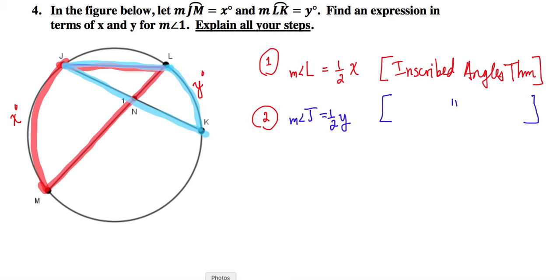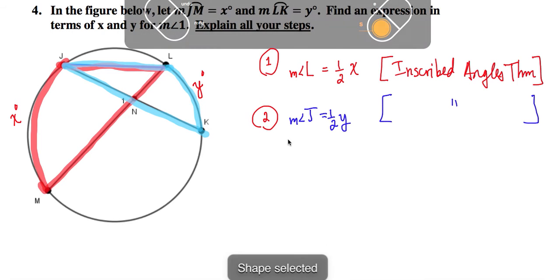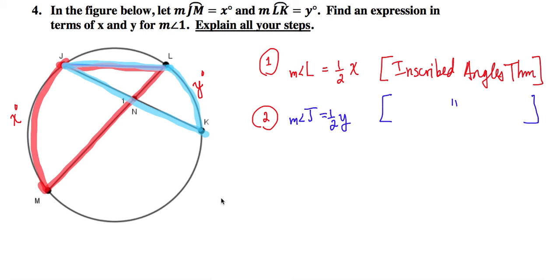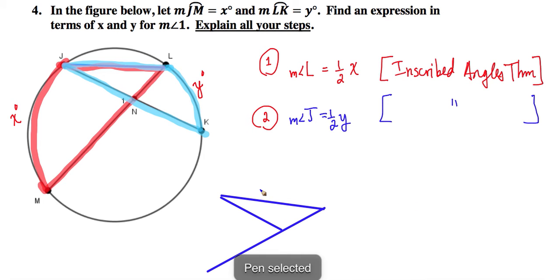And now, just as we did before, if we take a look at this triangle JLN, and angle 1, we can come to our final answer. So let me try to replicate this a little bit here. Should look something like that. So this point here is J, this point here is L, and this point here is N, and we have angle 1 right there.